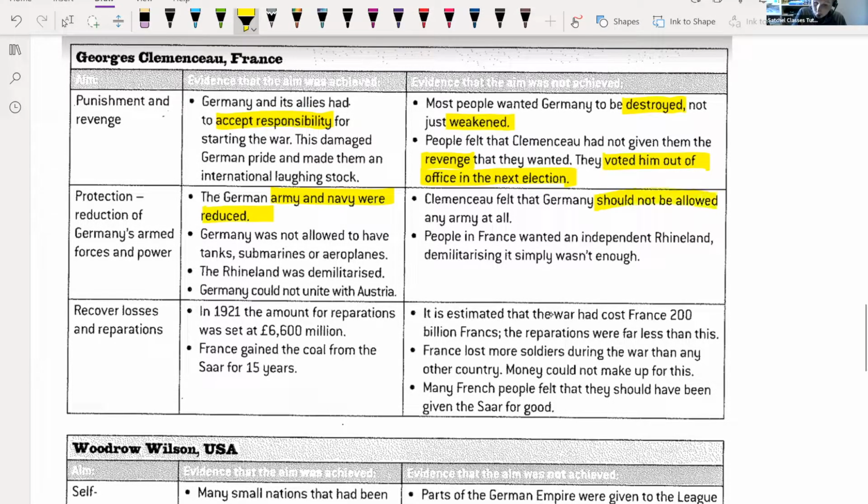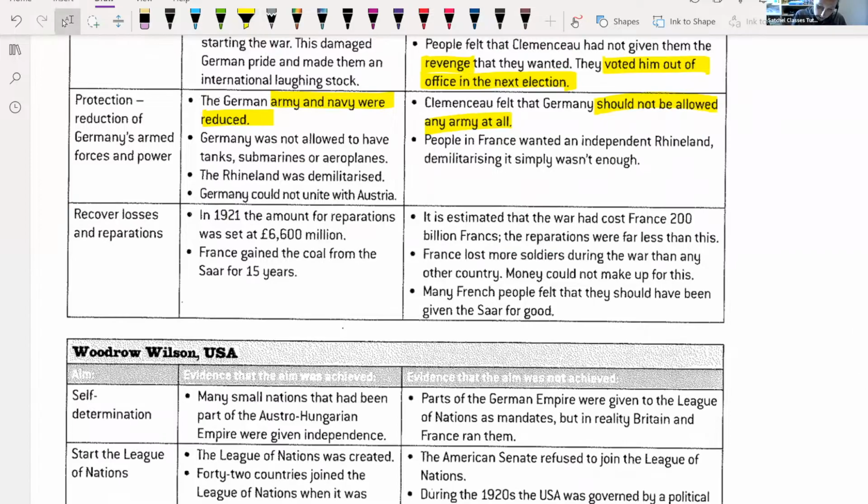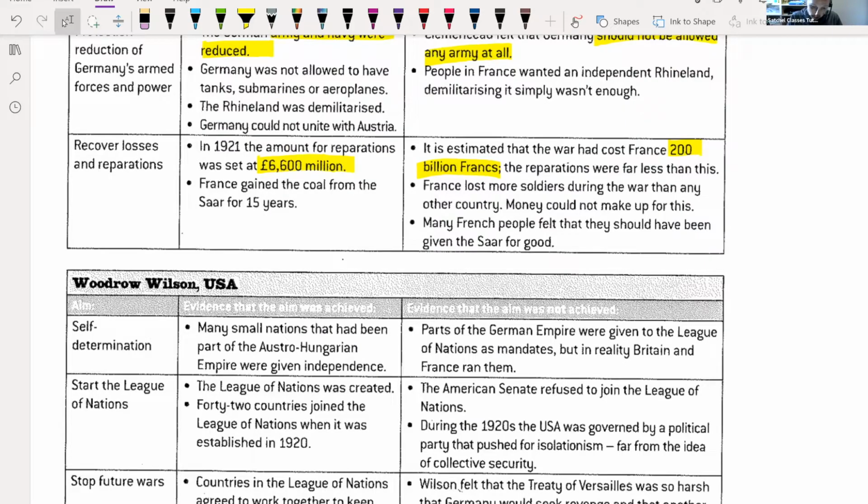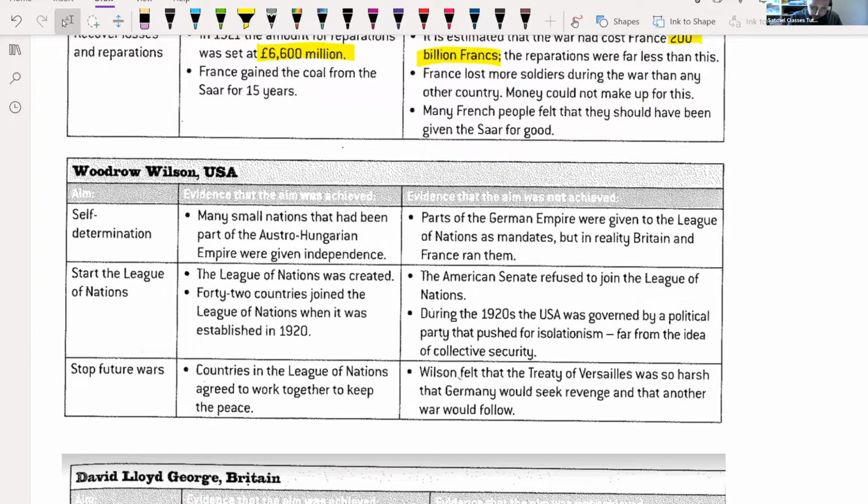However, he thought they should not be allowed an army at all. Recover losses and reparations. They had 6.6 million, and it had actually cost them 200 billion. So they got some money back, but they didn't get enough money back. So you can see he got some things he wanted, he didn't get others. And this is what we're talking about, this compromise. That's why the compromise is so important.